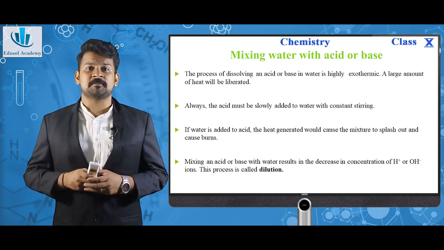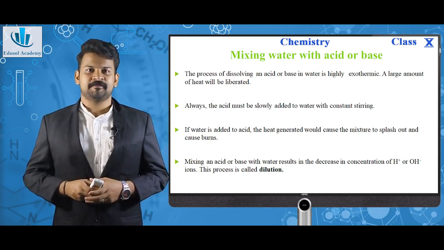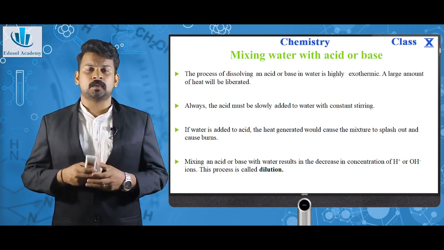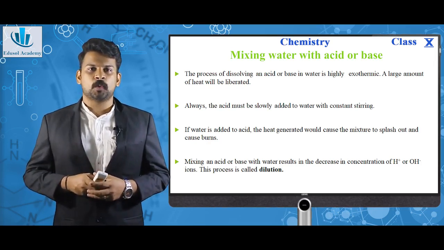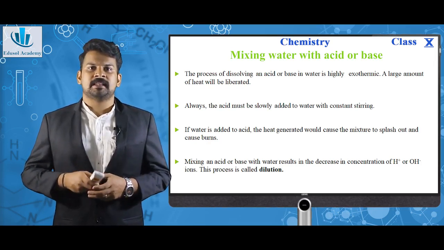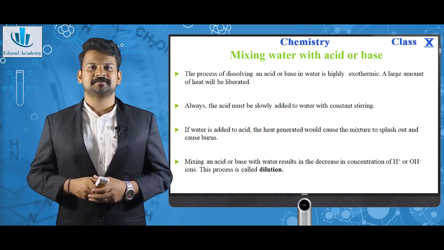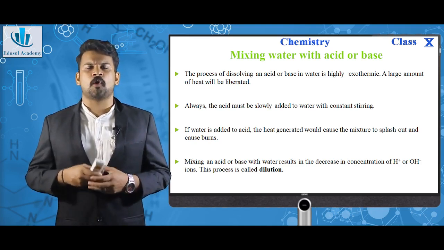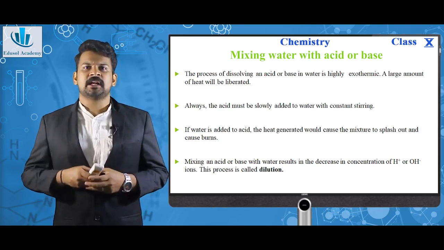Always the acid must be slowly added to the water with constant stirring. If water is added to acid, the heat generated would cause the mixture to splash out and cause burns. This is really dangerous, so we must be careful that the acid is slowly added to the water with constant stirring. Mixing an acid or base with water results in a decrease in the concentration of the acid or the base. This process is called dilution.